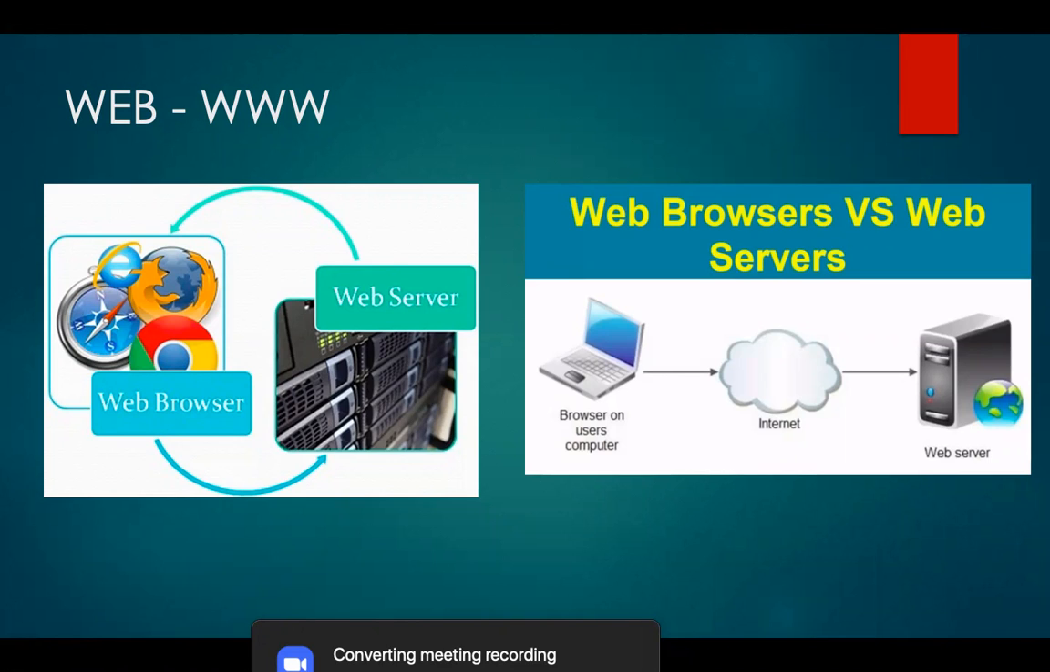How we access the web page. Basically, we have different items like this. These are web browsers or web clients. Web clients or web browsers. What is this? The orange and blue one? Firefox. Okay, Mozilla Firefox.